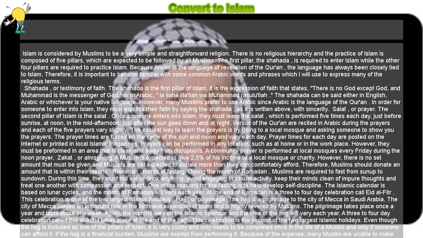Even though the Hajj is included as one of the pillars of Islam, it is very costly and only needs to be completed once in the life of a Muslim and only if someone can afford it. If the Hajj is a financial burden, Muslims are exempt from performing it. Because of the expense, many Muslims are unable to make the Hajj, and those that do are held in high esteem by the Muslim community.